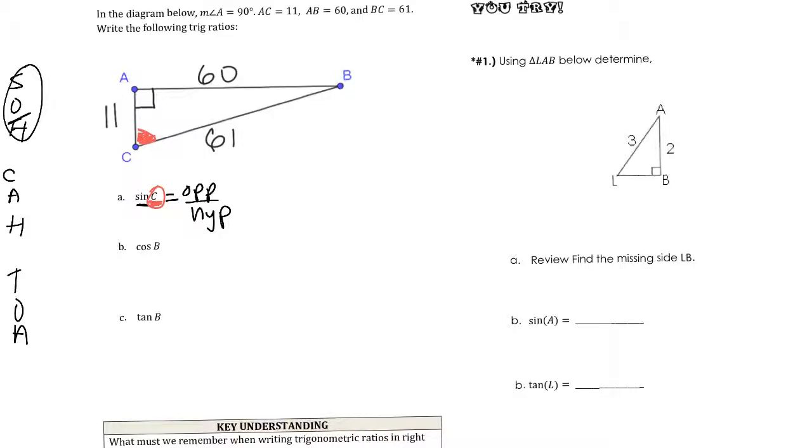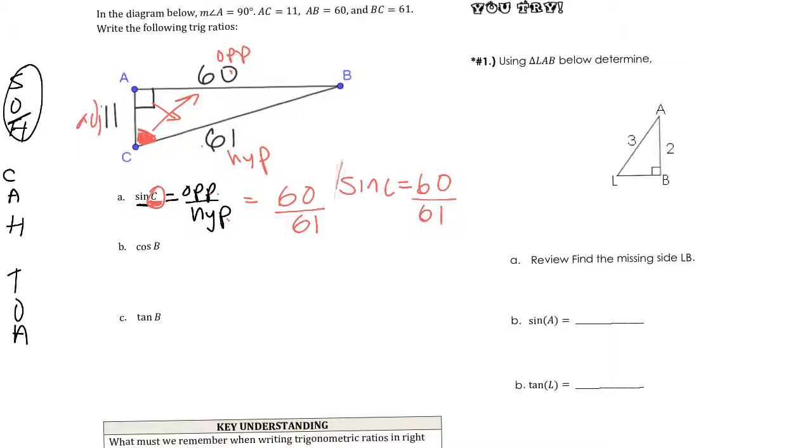So I'm going to label my sides from C. The hypotenuse is across from the 90. The opposite side is across from the reference angle. And the adjacent side is next to it. So I need the opposite side over the hypotenuse. Opposite is 60, hypotenuse is 61. So it's 60 over 61. I wanted to write that out nicely so I could see it better. It's sine C equals 60 over 61. Final answer.